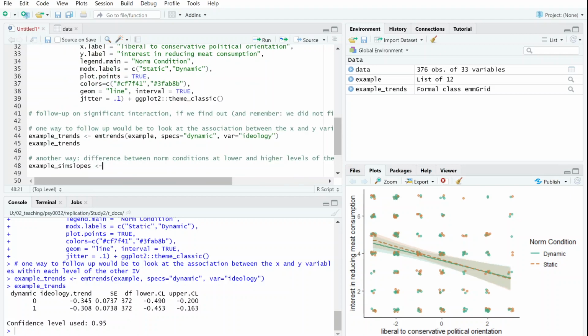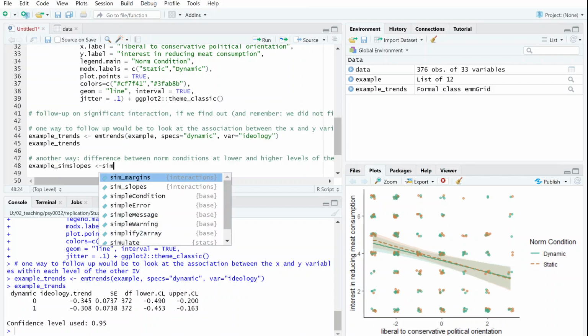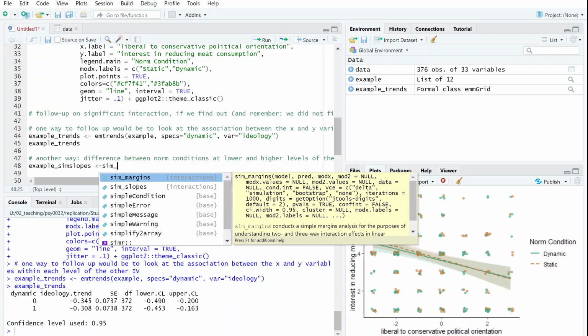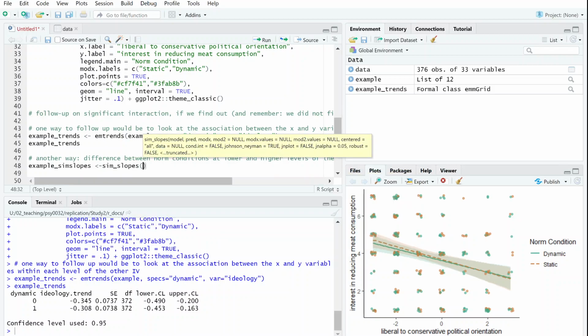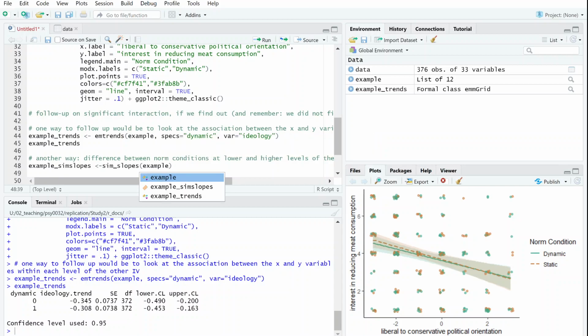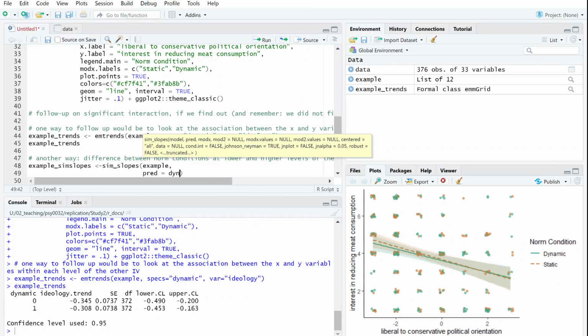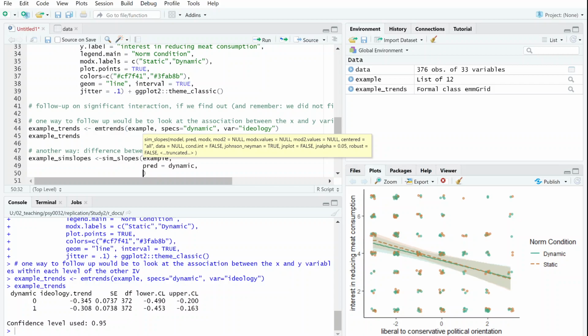Okay, and yeah, we're going to create an object called example_sim_slopes, and we're going to use the sim_slopes function, which comes out of the interactions package. Again, we're focusing on the model that we created called example. Our predictor of interest here is called dynamic. That is the dynamic predictor. It's 0 for static and 1 for dynamic.